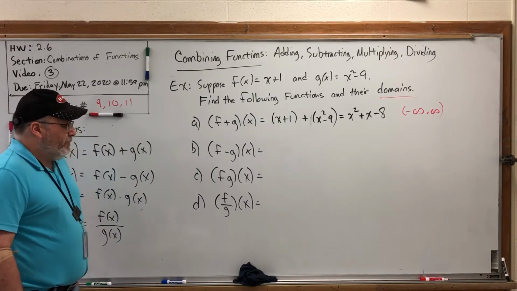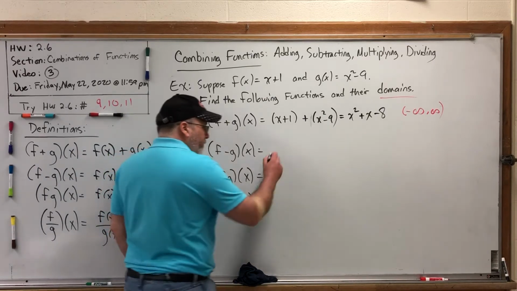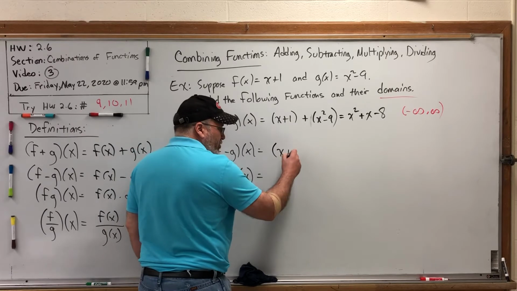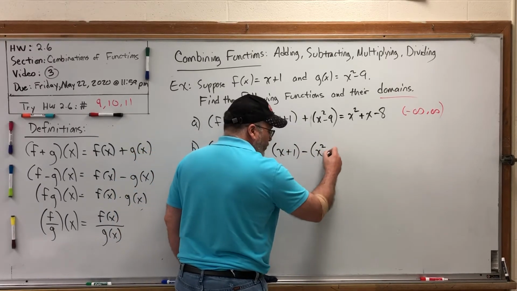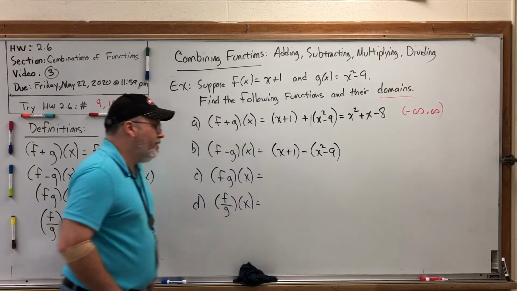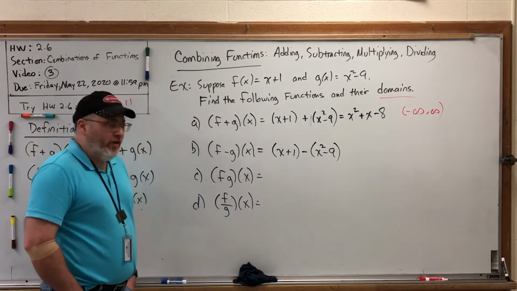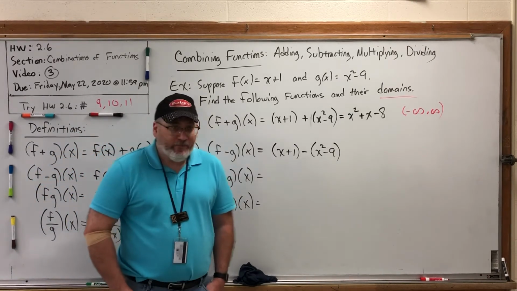So how do we find the difference of two functions? Same way, but be careful. If we're going to find f minus g of x, we need to take the first function, which is x plus 1, and subtract from it the second function, which is x squared minus 9. And in this setup, one of the parentheses is necessary, and the other one is more window dressing. Do you know which one's necessary?